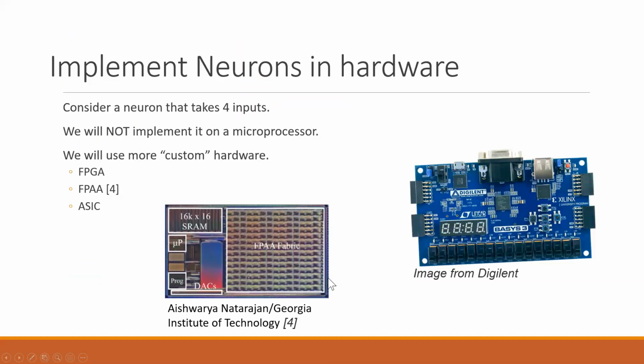So now we will discuss how to implement neurons in hardware. So let's assume we have the same neuron as we had in the previous example that takes 4 inputs. Now we need to decide what hardware to implement this in. First of all, we will not be implementing these in microprocessors, primarily because custom circuits built on FPGAs, FPAAs, and ASICs perform significantly better than these microprocessors.